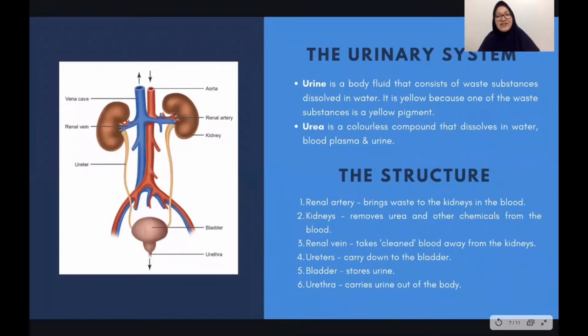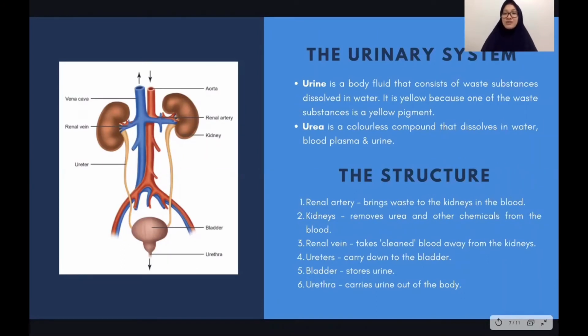And here, the third is the urinary system, which is the kidneys, the third organ. So the kidneys are 2 bean shaped organs, located at the back and below your stomach. You'll be able to see that in the simulation more clearly. And it helps to produce urine.